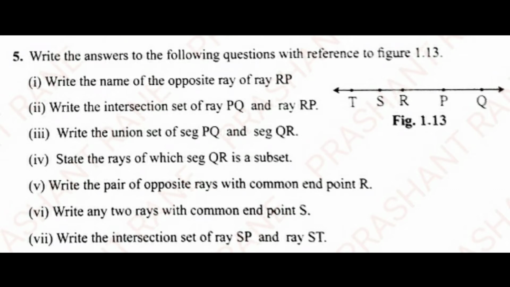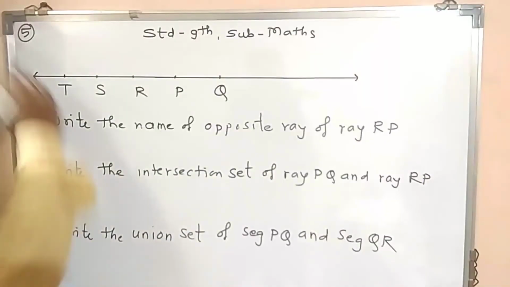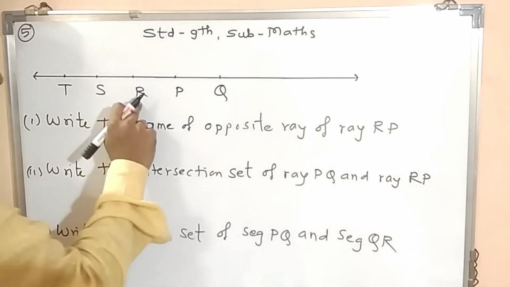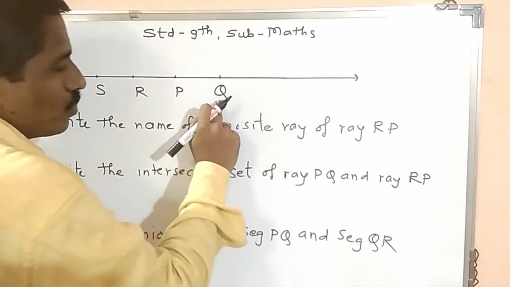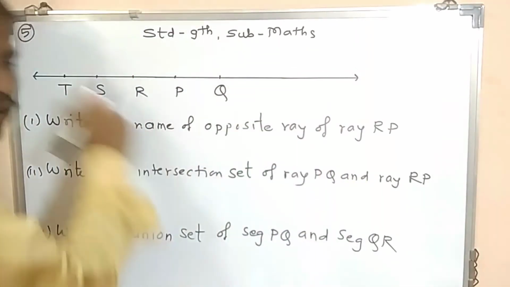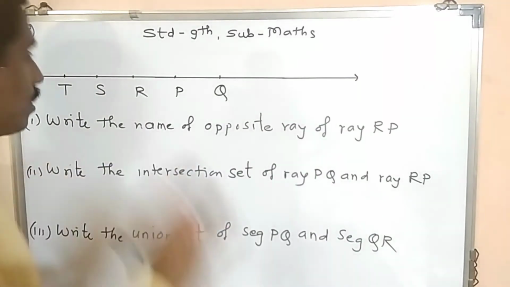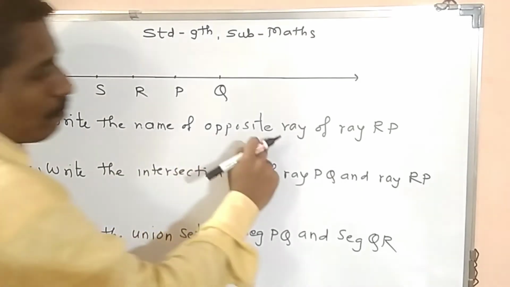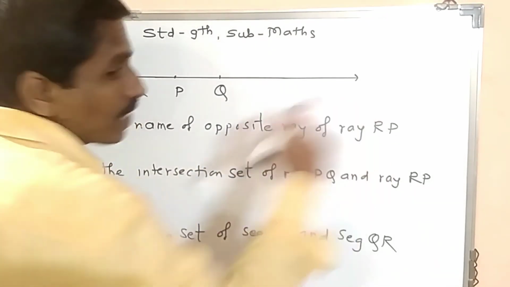Number 5. With a given figure, you have to answer the following questions. What figure is given? We have point T, point S, point R, point P and point Q lying on this line. It means all these points are collinear points. Question number 1. Write the name of the opposite ray of ray RP.